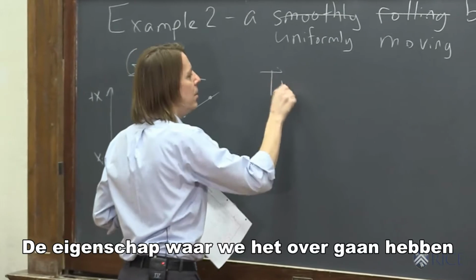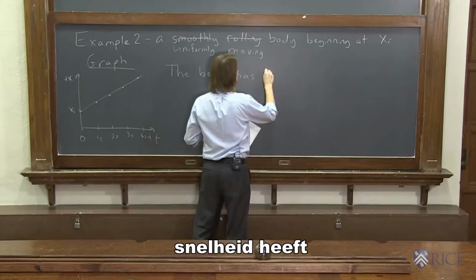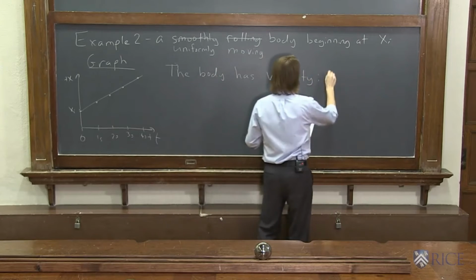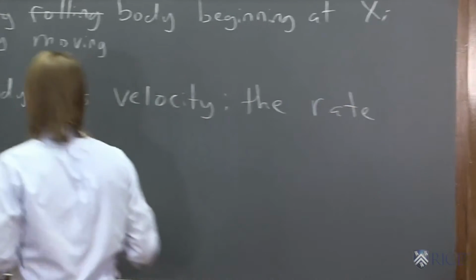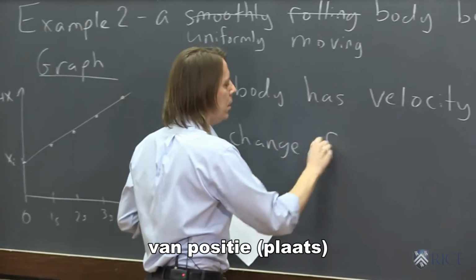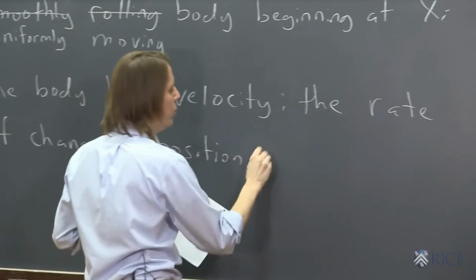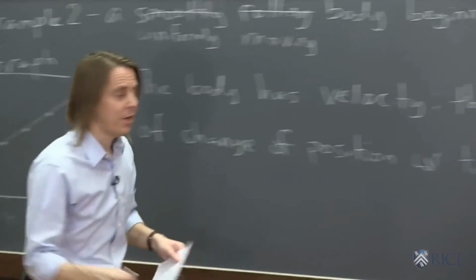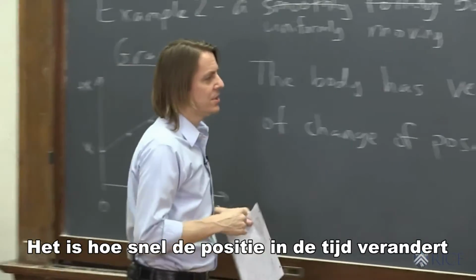So the property we're going to talk about is that the body has velocity. Velocity. So if we had to define velocity, it is the rate of change of position with time. We're going to talk about several kinds of velocities, but that is the basic idea. It's how fast is the position changing in time.